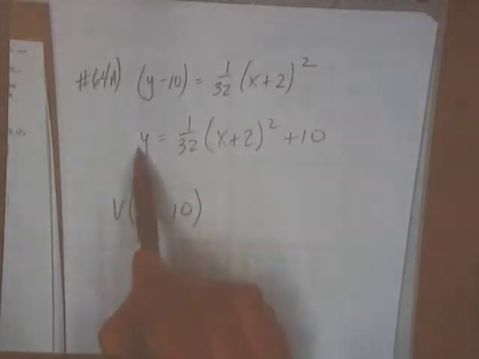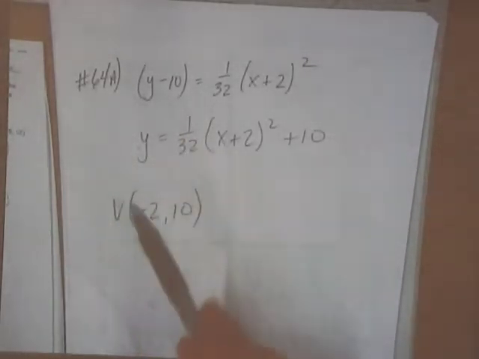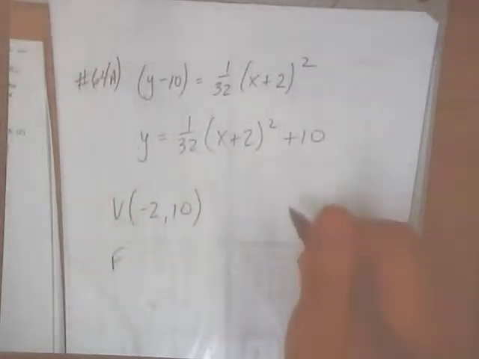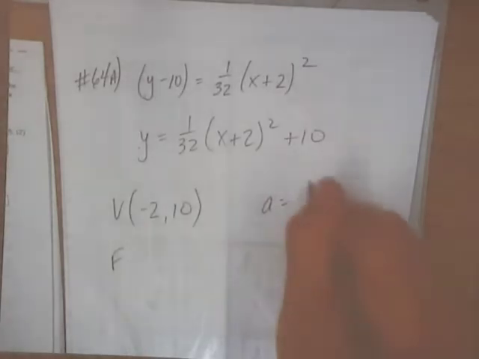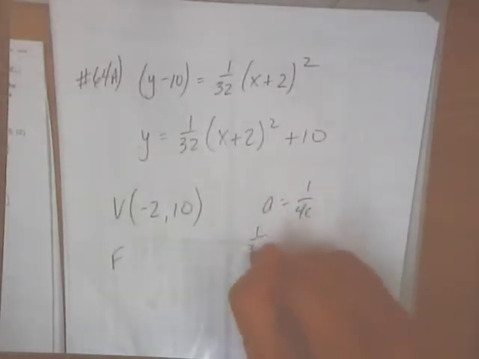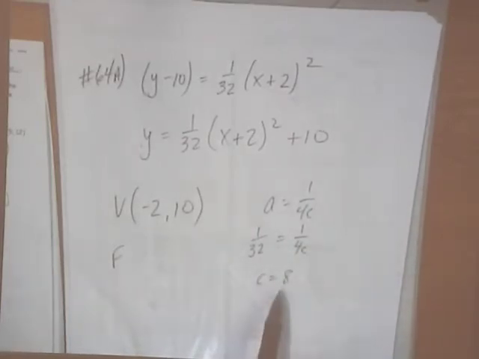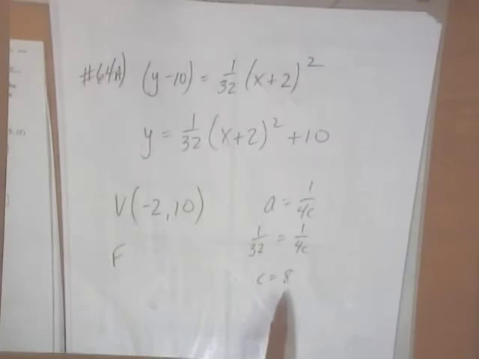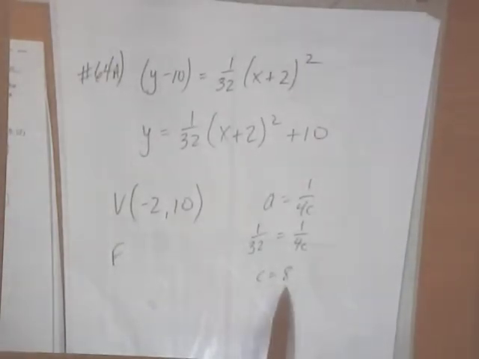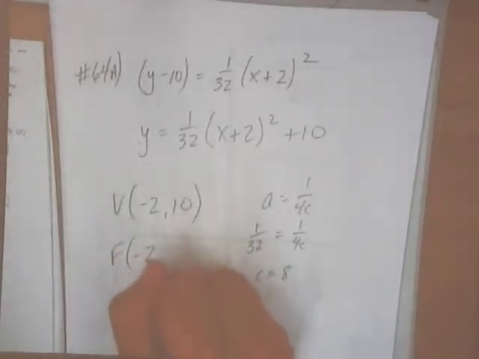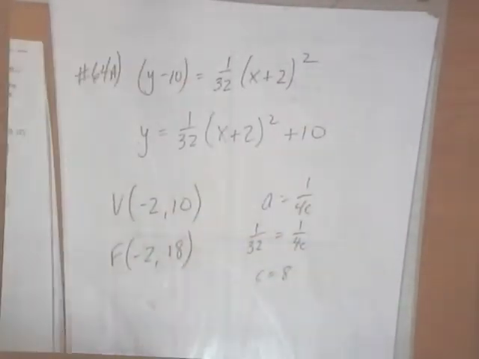It opens up, right? It opens in the y direction, and it's positive A, so it opens up. So from my vertex, I gotta go up how many units to find the focus? 8. We know A is equal to 1 over 4C, so 1 over 32 is equal to 1 over 4C, so C would have to be equal to 8. So from my vertex, I gotta go up 8 units. So what point would I be at? Negative 2, 18? Any questions on 64A?